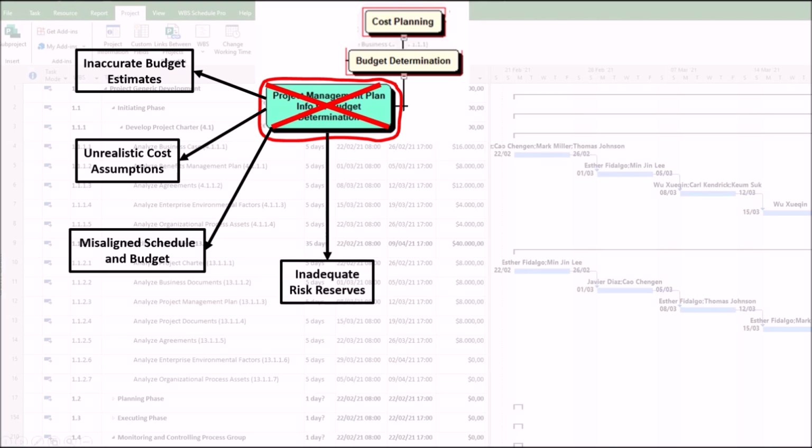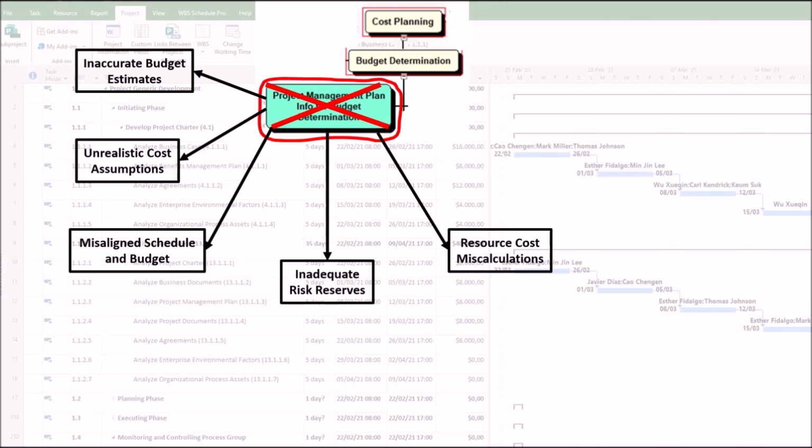4. Inadequate risk reserves due to poor risk planning. A weak risk management plan may overlook high-impact risks or underestimate contingency needs. As a result, the budget may lack sufficient reserves, forcing emergency funding requests or project delays.